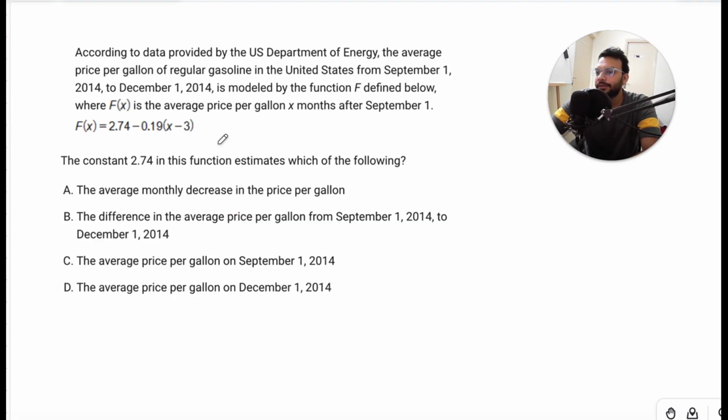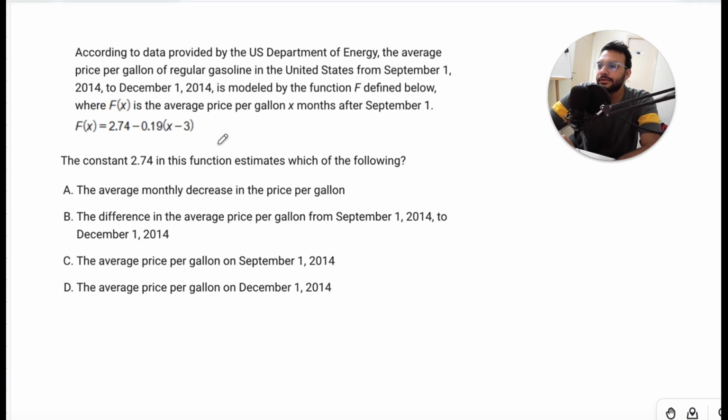According to data provided by the US Department of Energy, the average price per gallon of regular gasoline in the United States from September 1, 2014 to December 1, 2014 is modeled by the function f defined below, where f of x is the average price per gallon x months after September 1. Okay, that's f of x is equal to 2.74 minus 0.19 times x minus 3. This is the function given for the price per gallon of regular gasoline. Okay. The constant 2.74 in this function estimates which of the following?